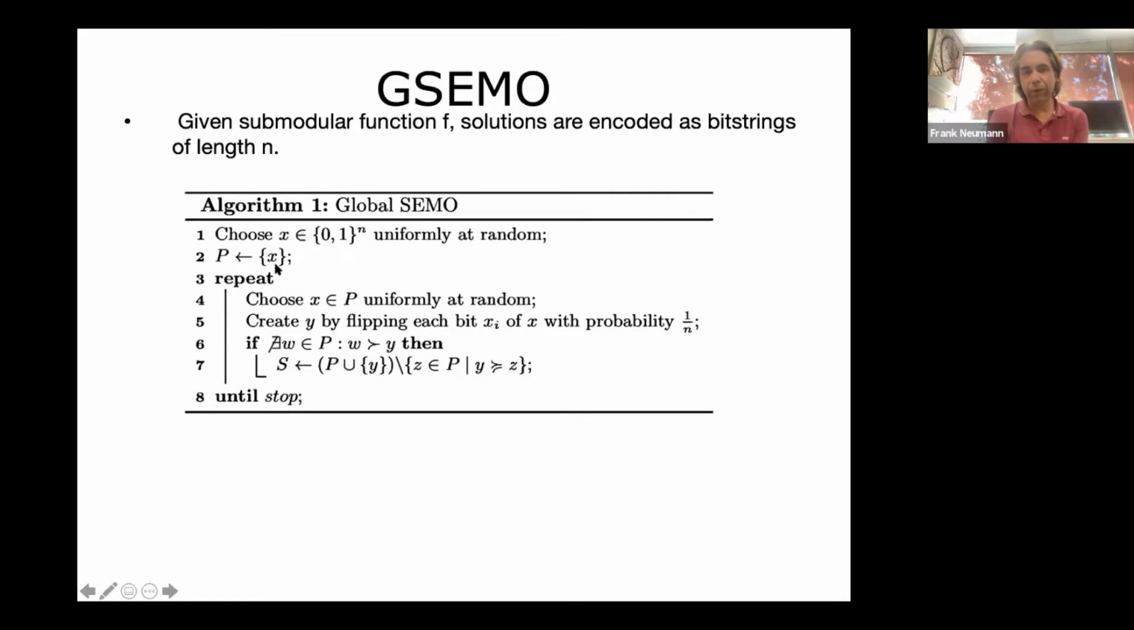You throw this first individual into the population, and then you have a simple repeat loop where you select an element from your population uniformly at random. You produce a new individual by flipping each bit with probability 1/n. And if this new individual is not strictly dominated by any other individual in the population, then you add it to the population and you remove all individuals that are weakly dominated by the new individual from the population.